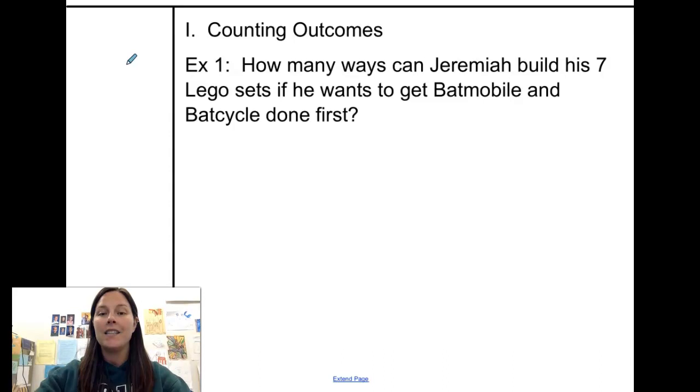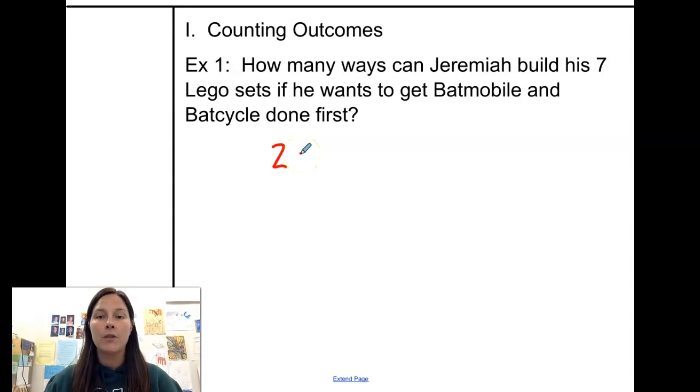Okay, so he's got 7 different Lego sets, but how many choices does he have for the first Lego set that he's going to build? And the answer is 2, because he wants to choose either Batmobile or Batcycle first. So he only has 2 choices for his first Lego set. Once he's chosen one, he only has 1 choice for the second Lego set. So if he chooses Batmobile first, then the only option for the second Lego set is Batcycle, and vice versa.